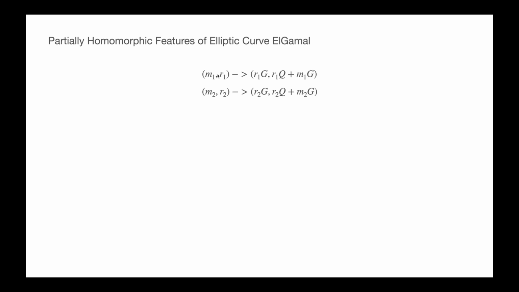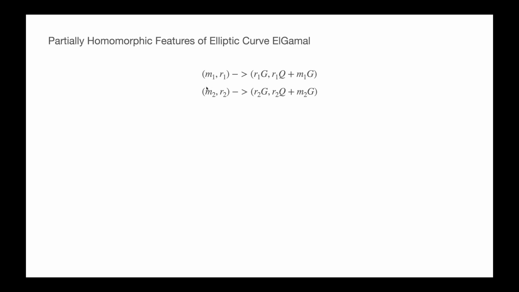First, if we encrypt the message m1 with the random key k1, we are going to have 2 points. Our ciphertext is going to be k1 times base point G. This is going to be our first point, and it comes with x and y coordinates. The second point is going to be k1 times Q, where Q is the public key, plus m1 times base point G.